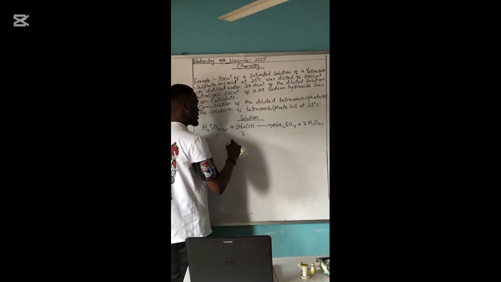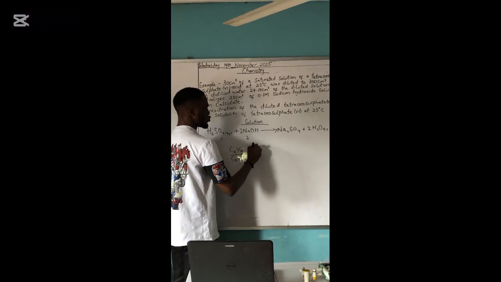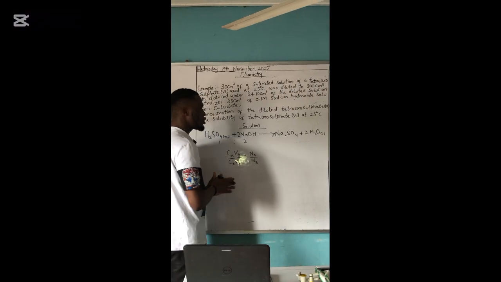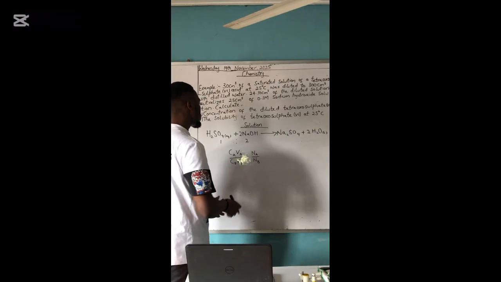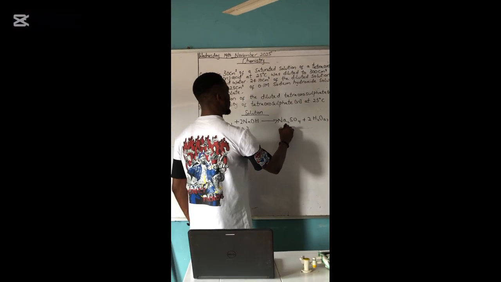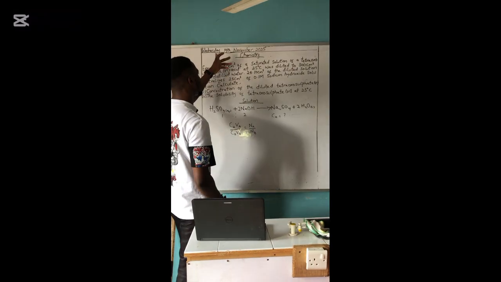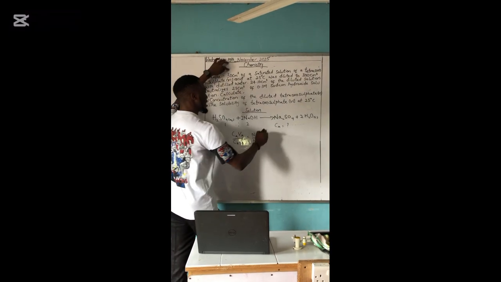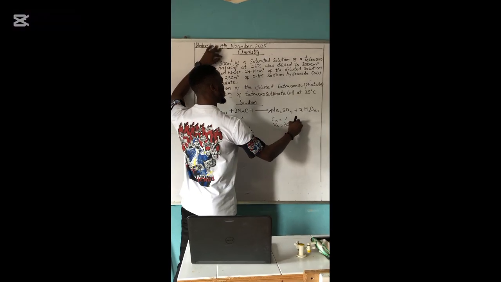Now we go back to our formula for calculating. Our formula is CAVA over CBVB equals NA over NB. The first thing we need to do is identify every one of these parameters from the question. Do we have the concentration of acid? Definitely not, so that is unknown. What is the volume of acid? It says 30 cm³ of a saturated solution of tetraoxosulfate VI acid, so VA of the acid is 30 cm³.